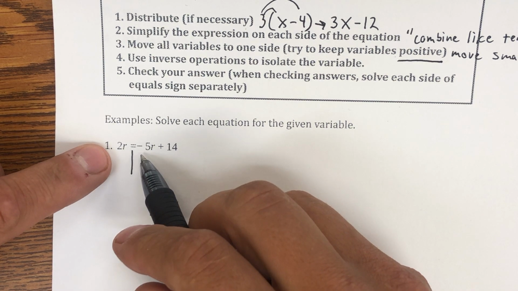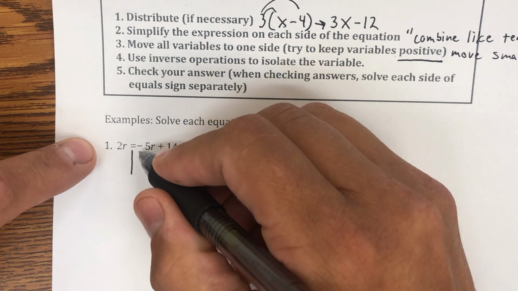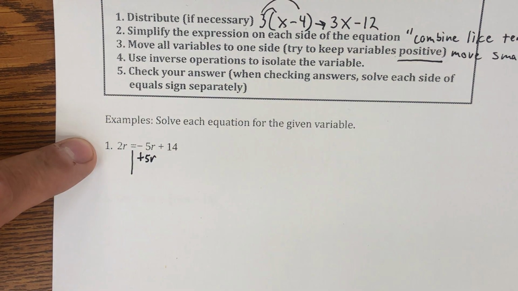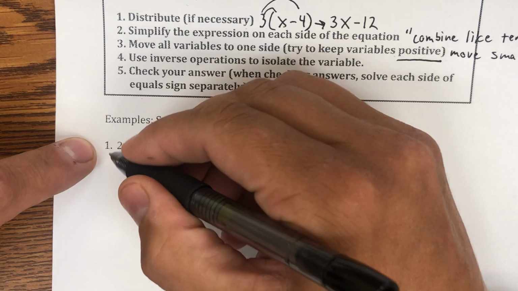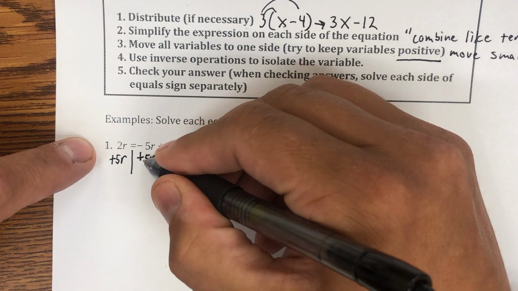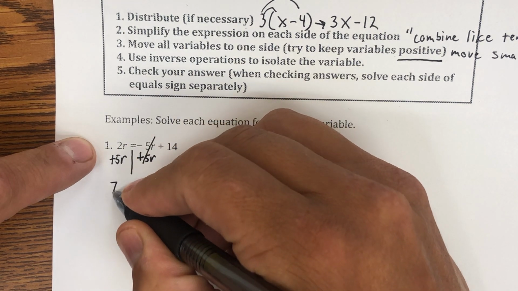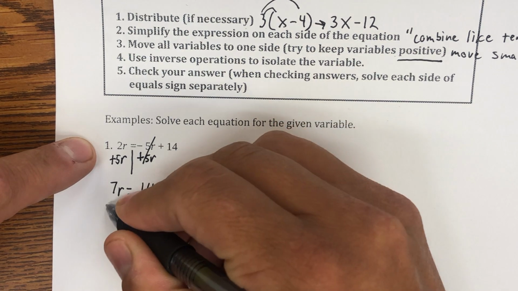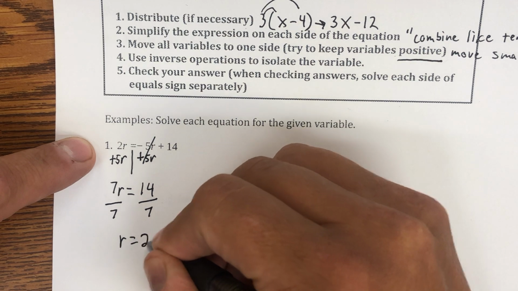Now, since they're on opposite sides, it's not combining like terms. For me to move it from one side to the other, I have to use the inverse operation. So to bring a minus 5 from the right to the left, I have to add 5r. That way on the right side, they'll cancel, and I'd have 2r plus 5r, that's 7r, equals 14. Divide by 7 to isolate, and r is equal to 2.